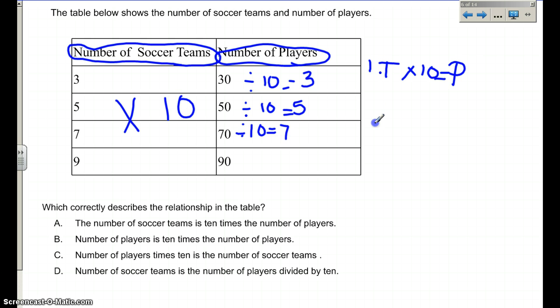So my next sentence is going to have to be, if I need to work backwards, okay, I'm going to start with this number, all these big numbers, and that is the number of players. So players divided by 10 equals what? The number of teams.